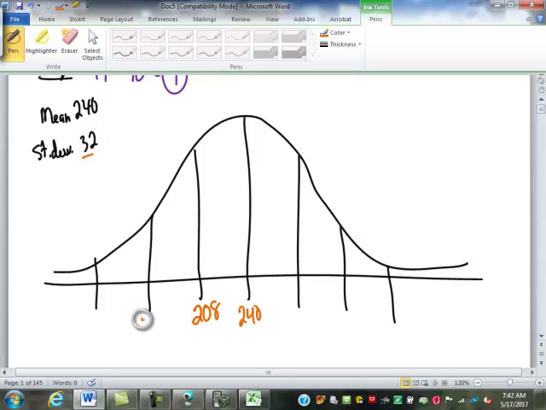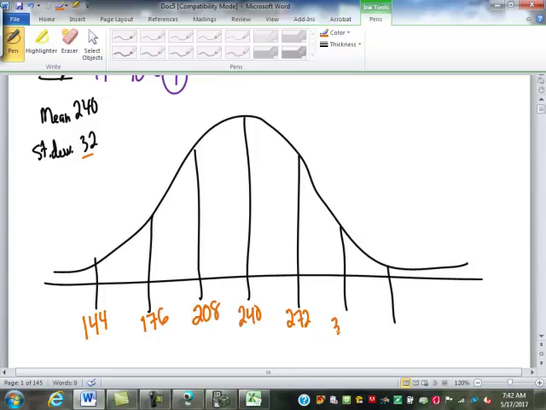What goes here then? 208 minus 32, so 176. And here, 176 minus another 32 is 144. Going this way, what goes here? 272. 240 plus 32 is 272.